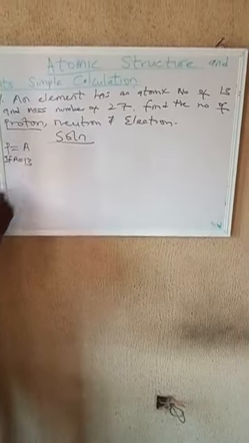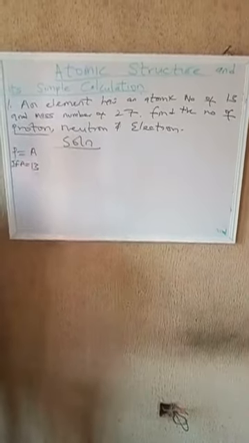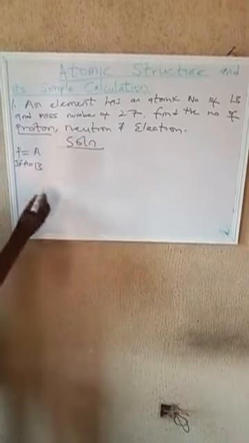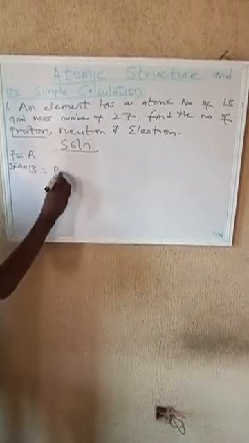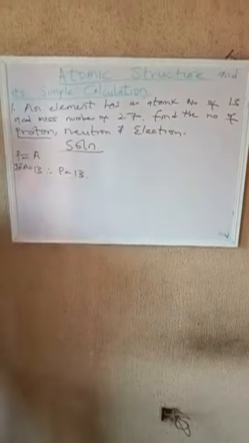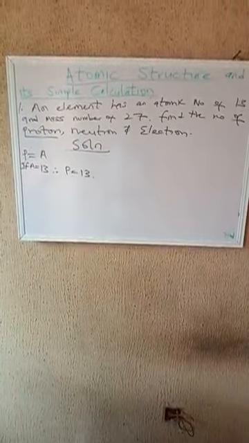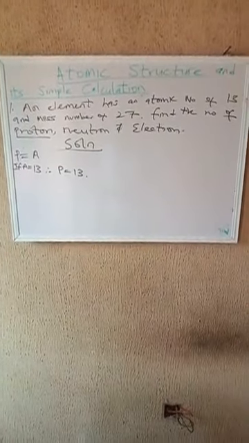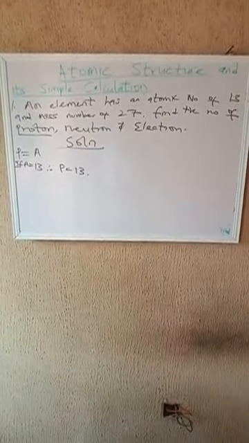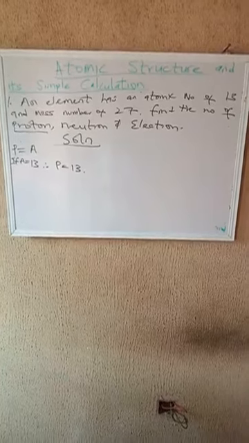atomic number is equal to 13 and proton is equal to atomic number, therefore proton will now be equal to 13. So we are now left with what? With neutron and electron.